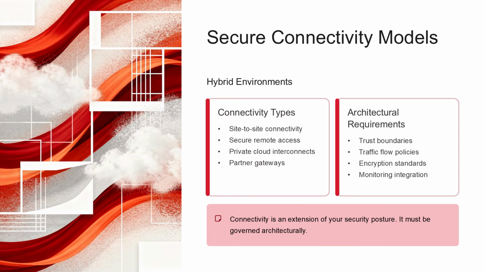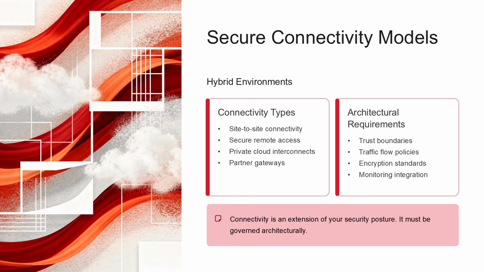Hybrid environments introduce complexity. You may have on-premises data centers, cloud platforms, SaaS applications, third-party integrations. Secure connectivity must be designed deliberately. Common connectivity models include site-to-site connectivity, secure remote access, private cloud interconnects, partner connectivity gateways. Your architecture must define trust boundaries, traffic flow policies, encryption standards, monitoring integration. Connectivity should not be ad hoc.